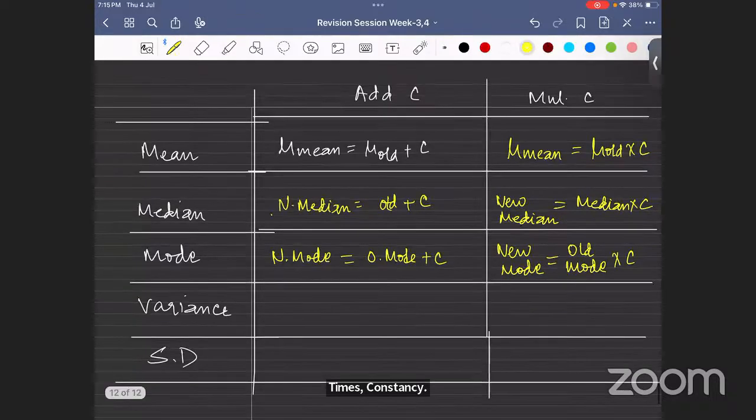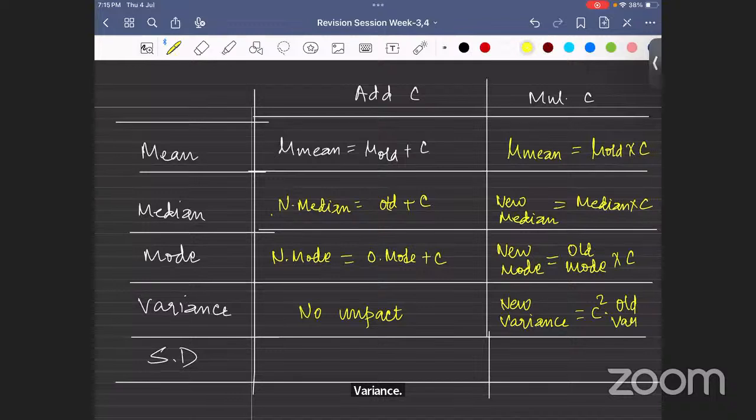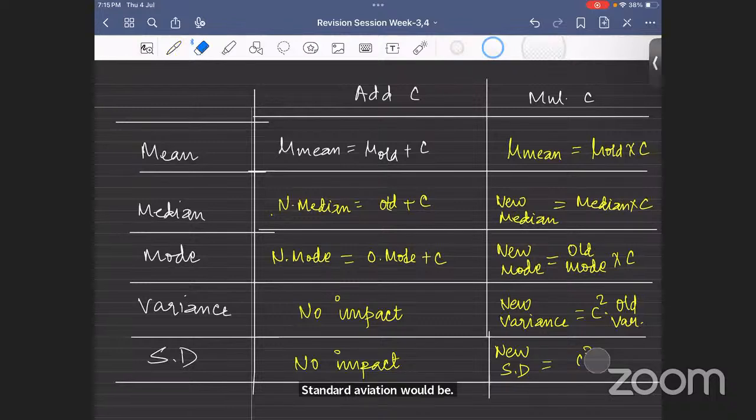Okay. Now the variance. So there is no impact on this when adding. And after multiplication, your new variance will be C square times the old variance. Here also no impact. Okay. Here the new standard deviation would be not C square, this will be C times the old standard deviation. Is this clear to everyone?